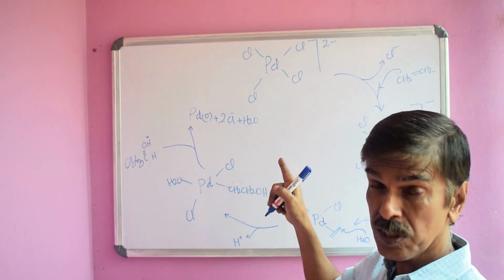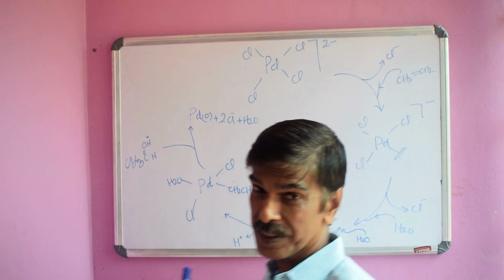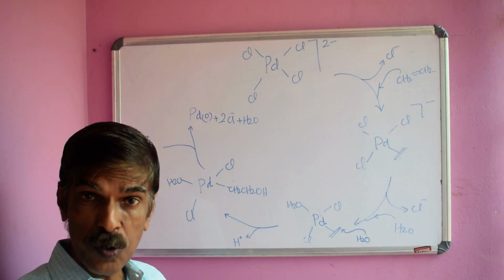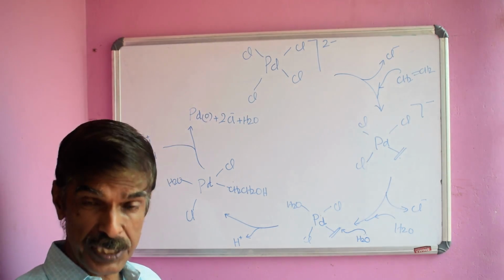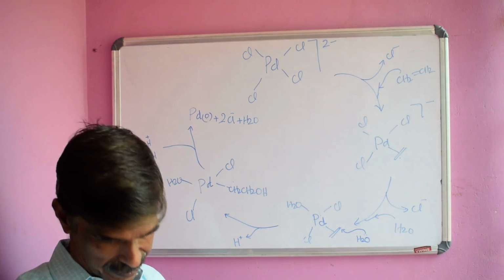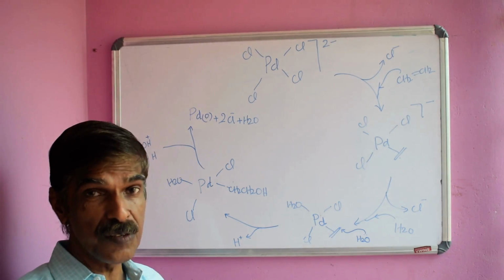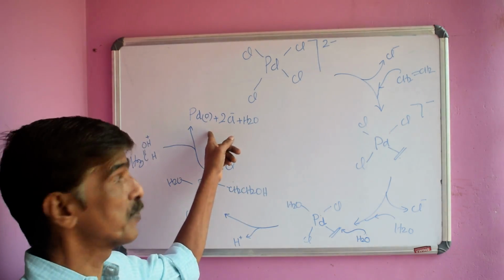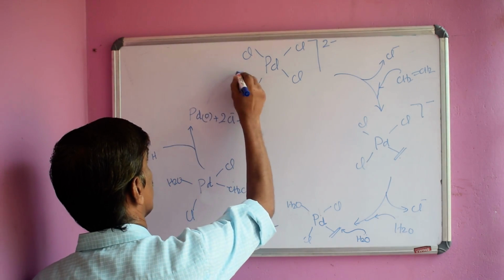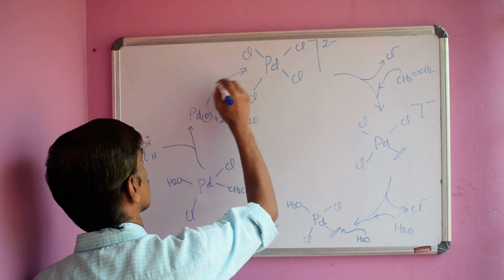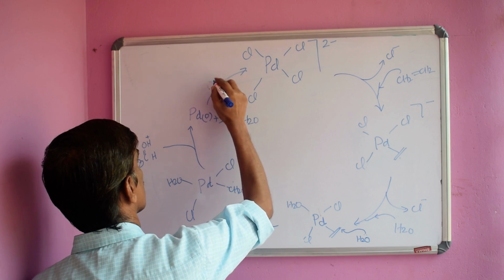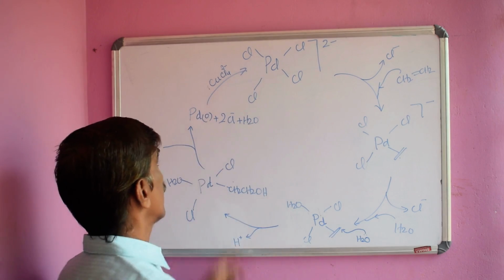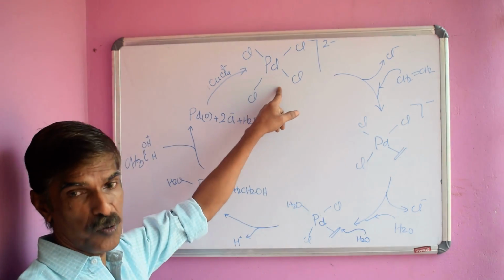CuCl4 2 minus, or cupric chloride. Cupric chloride in HCl medium, or in the presence of chloride, is converted into CuCl4 2 minus. We have seen in the previous class that this CuCl4 actually is copper 2 and it oxidizes palladium 0 to palladium 2. That means this is oxidized by CuCl4 2 minus back into PdCl4 2 minus.